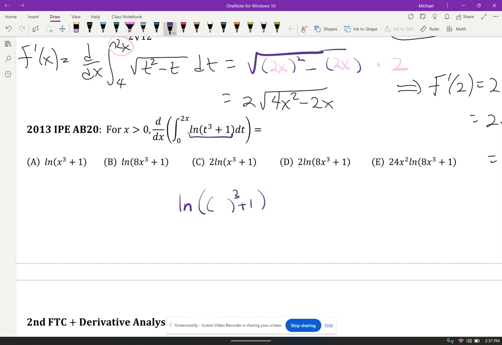But what is that something? Well, it's whatever my limit of integration is, which is a variable, but then I need to multiply by the derivative of the inside, which is 2. And so this becomes 2 times the natural log of 2x to the third. That's 2x times 2x times 2x, which is 8x to the third, plus 1. I believe that's going to be letter D. So if you tried 2013 and you got letter D, you are correct.